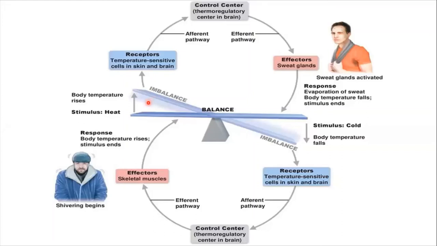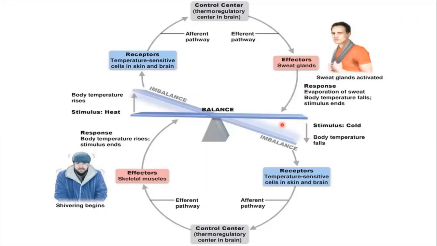So when body temperature rises, the temperature sensitive cells in skin and brain are going to receive the stimulus, and they are going to give the signal to the brain, and the brain is going to generate a response. In the response, effectors are activated, and sweat glands, for example, evaporation will be done, vasodilation will be done. As a result, the temperature will be set back to normal.